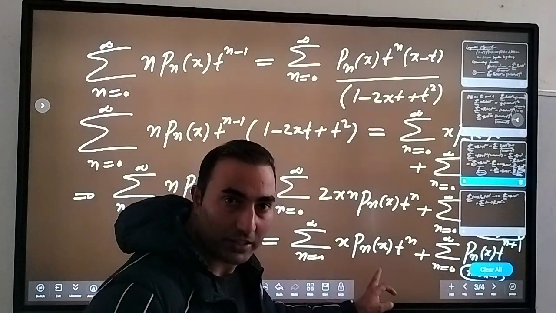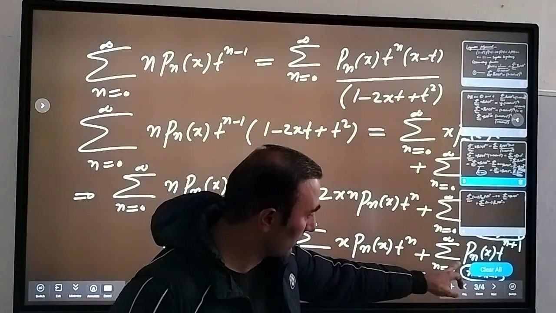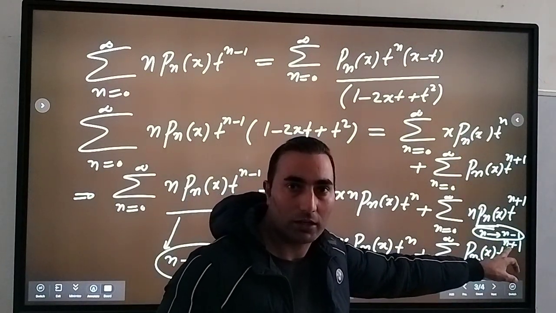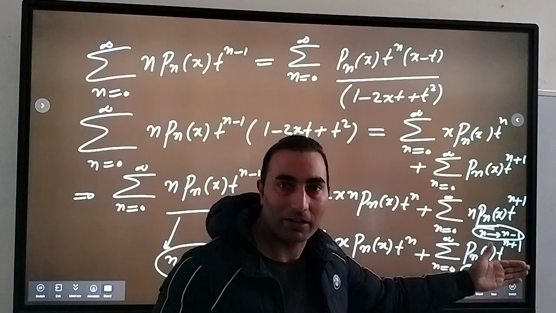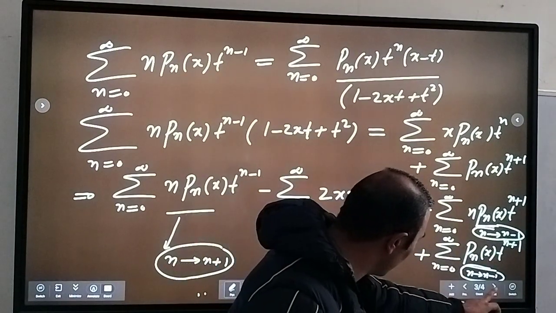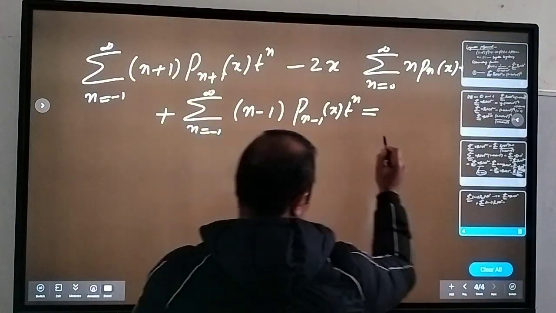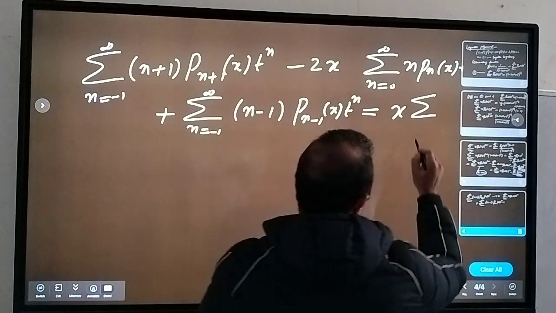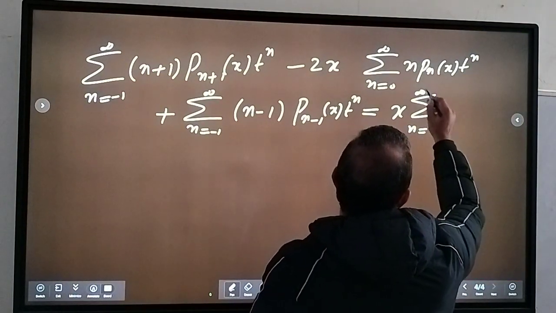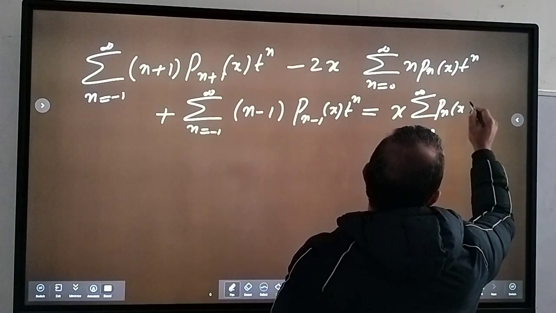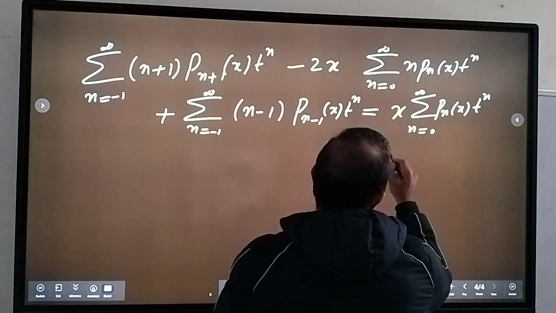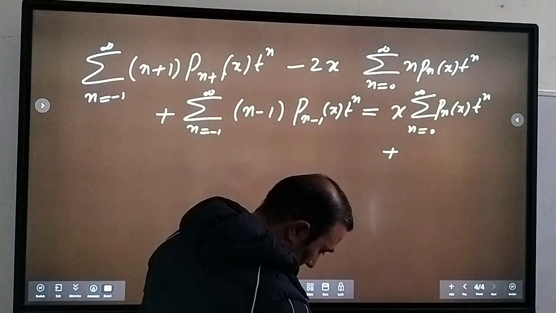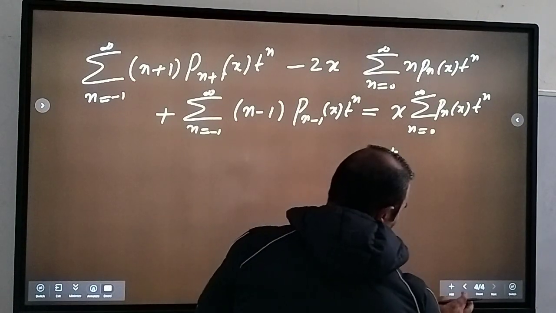So this is my left hand side. Then what will the right hand side become? The first term will come as it is, but for the second term we need to shift n to n minus 1, because the power should be t raised to n. That happens when you shift n to n minus 1, right? But the first term will be as it is on the right hand side, so that will be equal to x times the summation where n starts from 0 to infinity, plus that. So that's minus here, sorry.